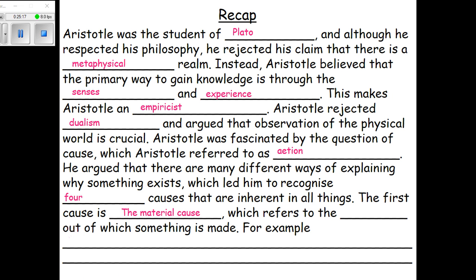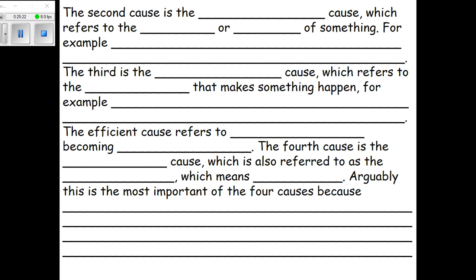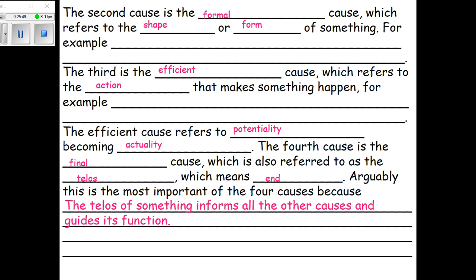The first cause is the material cause, which refers to the matter out of which something is made, for example, and you can fill these in your own time. The second cause is the formal cause, which refers to the shape or form of something. The third is the efficient cause, which refers to the action that makes something happen. The efficient cause refers to potentiality becoming actuality. The fourth cause is the final cause, which is also referred to as the telos, which means the end. Arguably, this is the most important of the four causes because the telos of something informs all the other causes and guides its proper function.